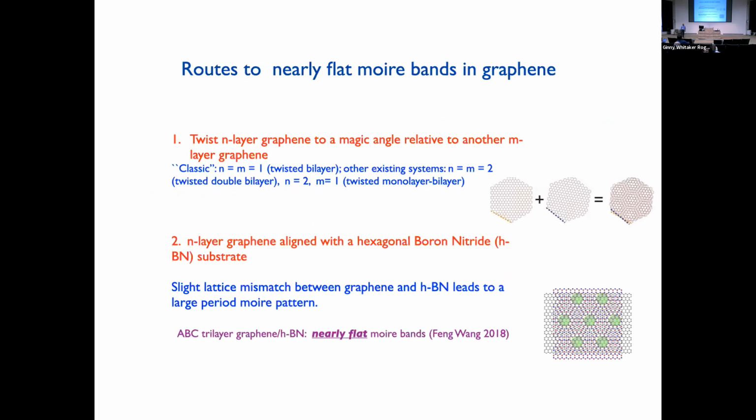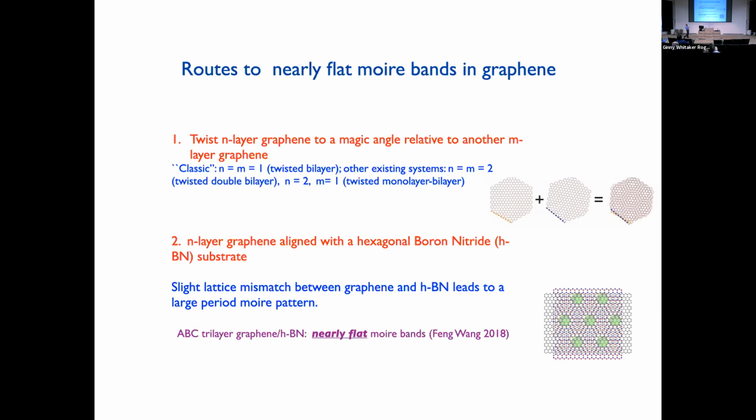There are many routes to getting flat moire bands in graphene. So the classic route, the field has evolved so rapidly that I call this classic, is twisted bilayer graphene. Take one layer of graphene, twist it relative to the other layer, and tune to a magic angle. But the community has explored all kinds of other structures. You take n layers of graphene, twist it relative to another n layers of graphene, and tune to a magic angle, and do twisted double bilayer, twisted monolayer bilayer. All kinds of experiments have been going on.